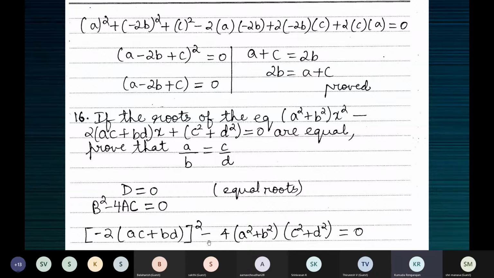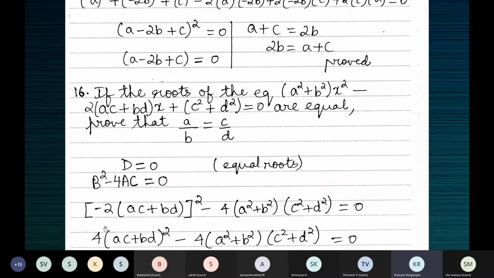So b square minus 4ac, 4 into a, this is a, and this is c. So minus 2 squared is 4. 4 of ac plus bd the whole square. Minus 2 squared is plus 4. Now the power 2 has been used for minus 2. So now the square is only for ac plus bd because this power 2 has been applied on minus 2.